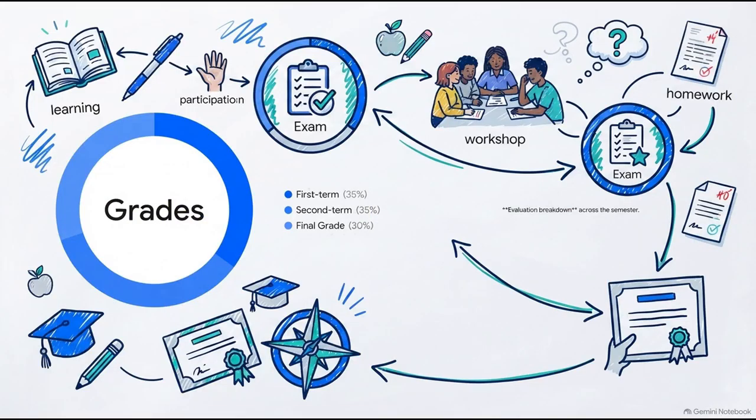Let's break down the actual math here. Your first term grade makes up 35% of your total. Your second term is another 35%, and your final grade caps the whole thing off at 30%. Now, a quick heads up, embedded within those first two 35% blocks are your individual exams, and those account for 10% each. Basically, what this means is that every single discussion, every workshop, every homework assignment feeds directly into these larger percentages. Consistent, everyday participation isn't just encouraged, it's absolutely vital.